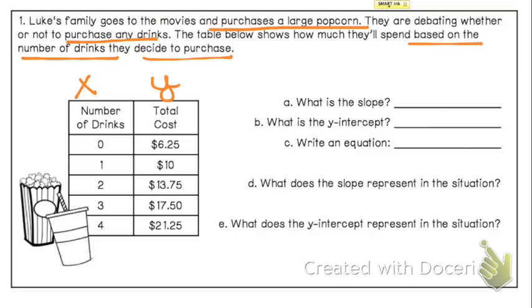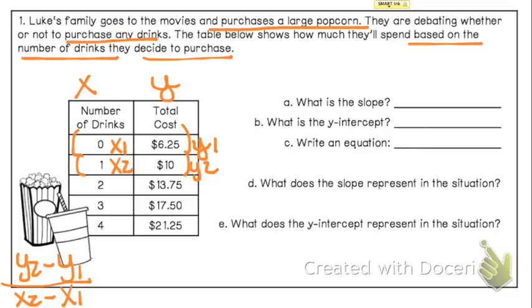So how do we find slope? Well, we're going to use our slope formula, which is y2 minus y1 over x2 minus x1. So we're going to pick 2 points. I've got 2 points picked out here, 0 and $6.25 and 1 and $10. So I'm going to label this x1, y1, x2, y2.